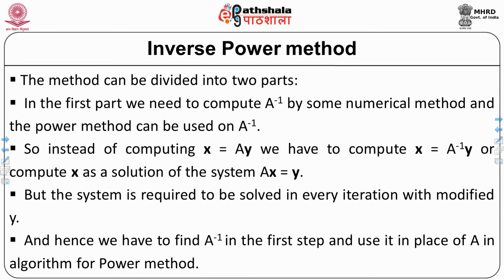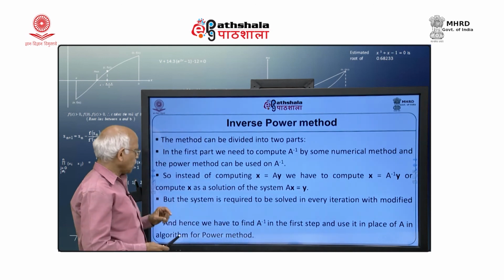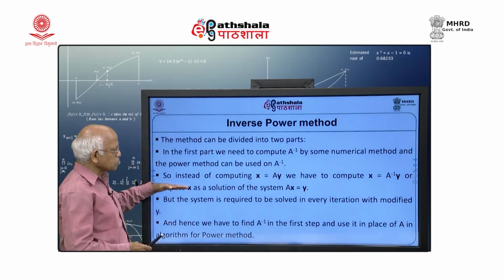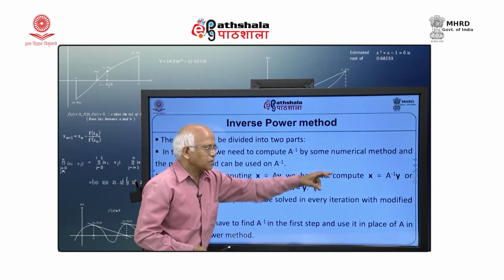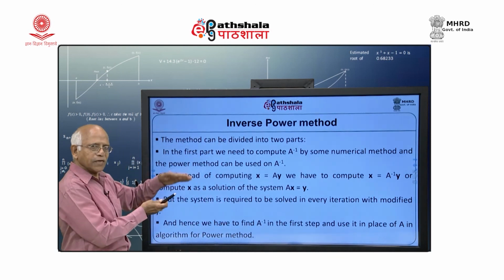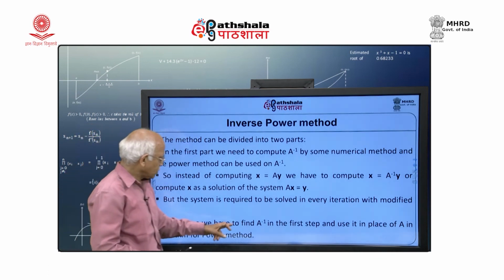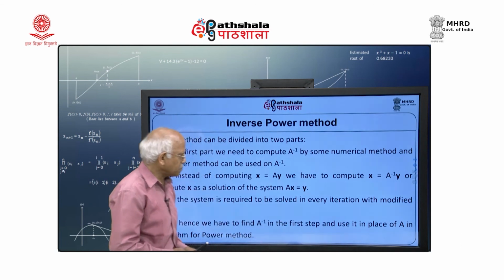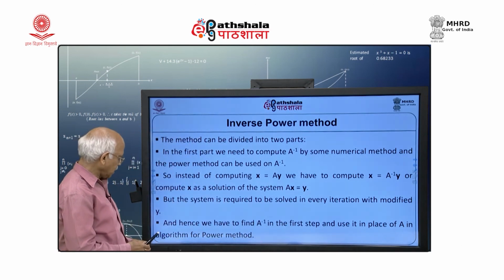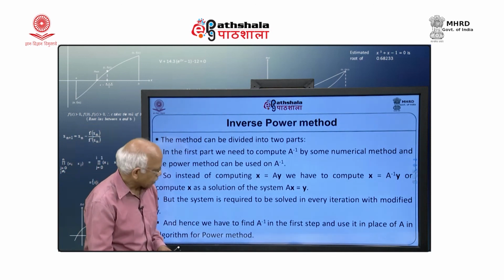Now, when you are trying to find this, you are solving the system of equations A x bar equal to y bar. Either you use methods for solving systems of equations and find x bar from there, or you can find A inverse once and for all and use that A inverse in the power method. Hence, we have to find A inverse in the first step and use it in place of A in the algorithm for the power method.